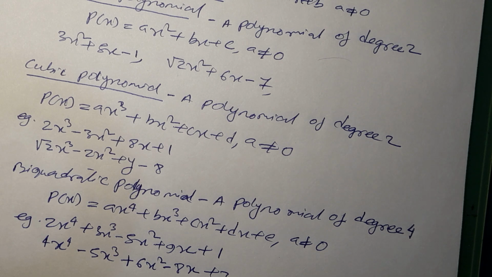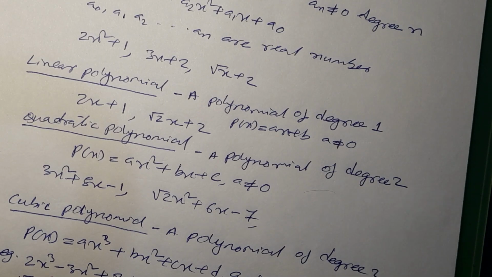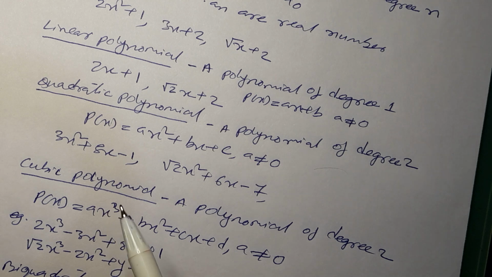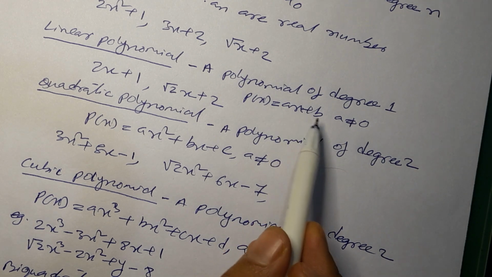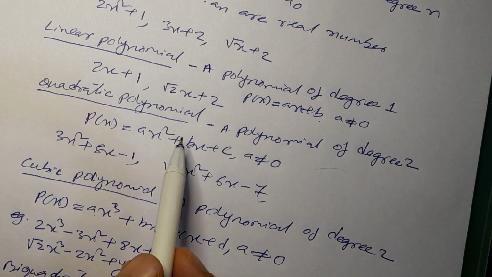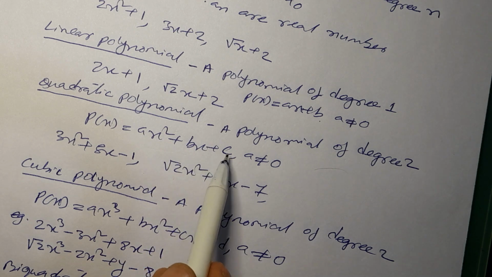When you write the linear, you are going to check the highest power of x. So when the highest power of x is 1, that time it is a linear. After linear it will be quadratic, a polynomial of degree 2, when the highest power of x is 2. And you have to remember the general form also. The general form of the linear polynomial is ax plus b. And quadratic, whose highest power is 2, its general form is ax square plus bx plus c.